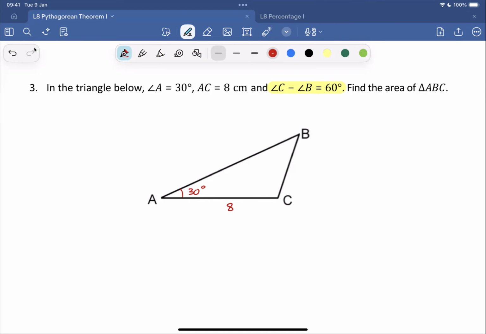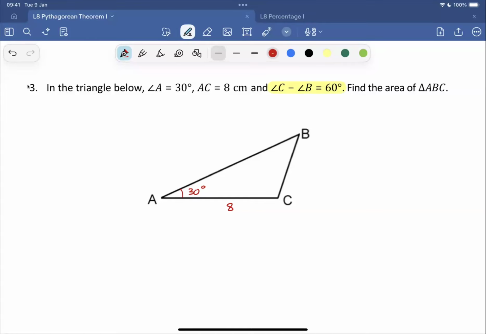So firstly, Breven, are there any right angles over here? Maybe. Yeah, you're not sure, right? Can you assume? No. You cannot assume, right? Okay, can you assume that this is right angle? No, right? Because the question did not say so. Okay, what did the question say? It says that angle C minus angle B will give you 60 degrees. That means the difference between angle B and angle C is 60 degrees.